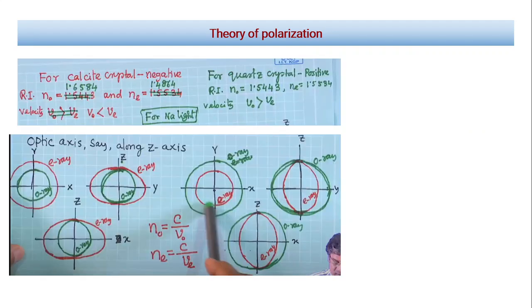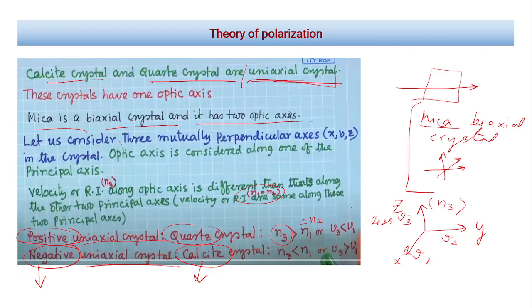So for a calcite crystal, which is a negative uniaxial crystal, the refractive index for the O ray is 1.6584 and the refractive index for the E ray is 1.4864, which is less than the refractive index for the O ray, and thus the velocity of the O ray is less than the velocity of the E ray. So this happens for a negative crystal, and for a quartz crystal, which is a positive crystal, the refractive index for the O ray is less than the refractive index of the E ray, and thus the velocity of the O ray is more than the velocity of the E ray. Okay. Now if we take, as I said, there's an isotropic medium.